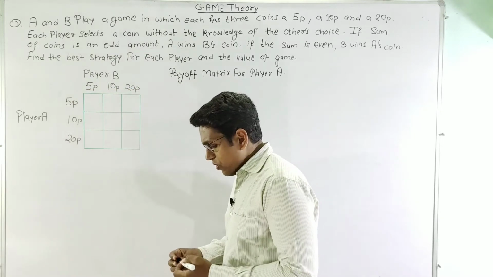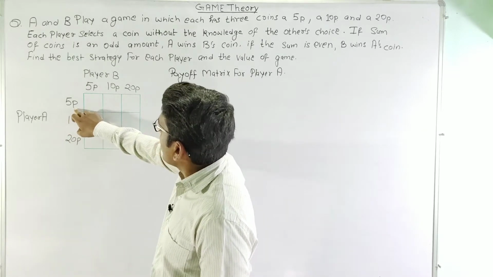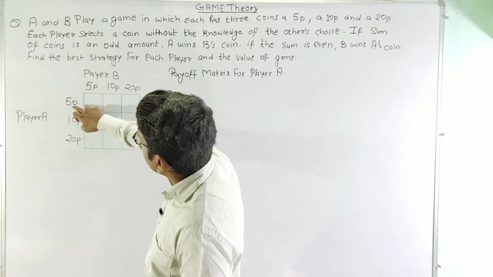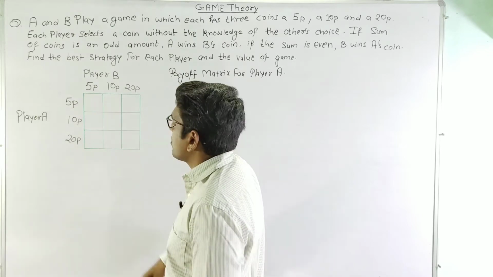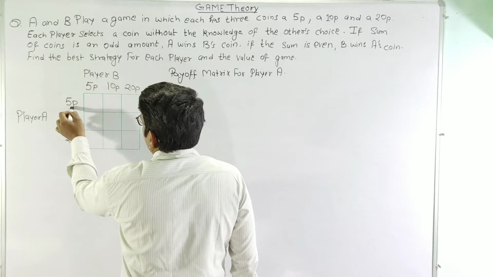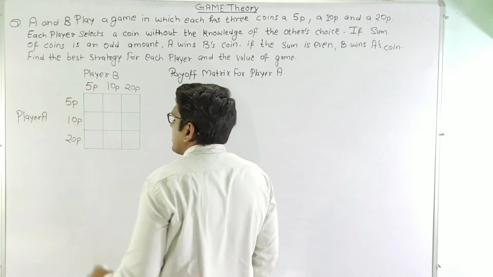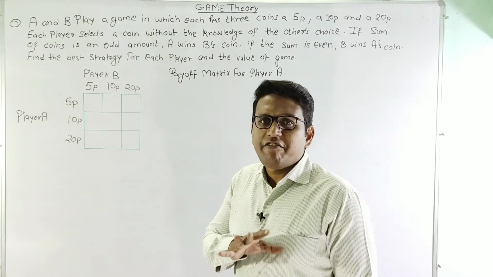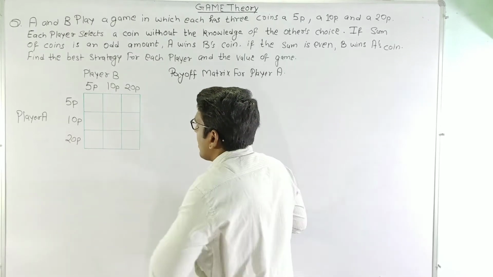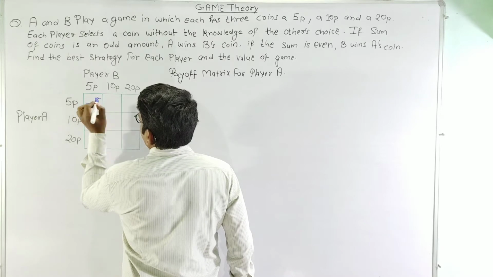coin. So if player A chooses a 5 paise coin and player B also chooses a 5 paise coin, then the sum of these two is 10. So when the sum is even, then B wins A's coin. That means A loses his 5 paise coin. That means A has a loss of 5 paise. So here we will have the value as -5 because A is losing 5 paise.